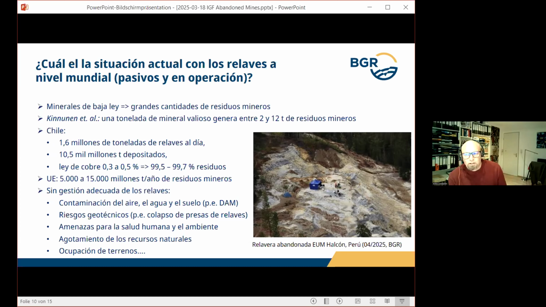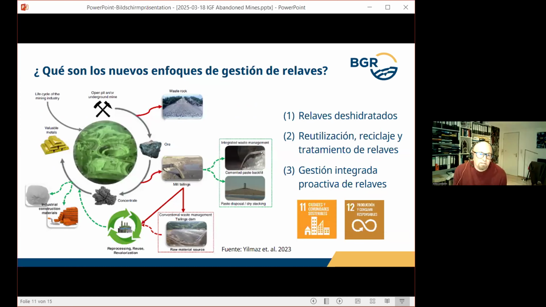I think I have a very representative example: a copper company will have 0.3, 0.5% of copper. That means 99.5 to 99.7% of what is extracted in a copper mine is residue. So the question is, what do we do with those tailings? The general current focus is to store them indefinitely in warehouses that require maintenance, and it seems unsustainable in the long term.